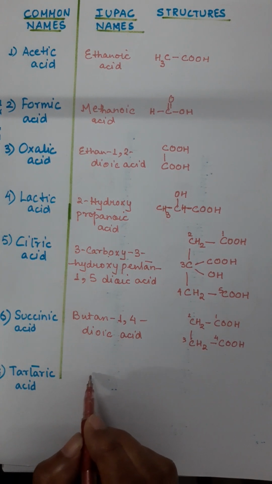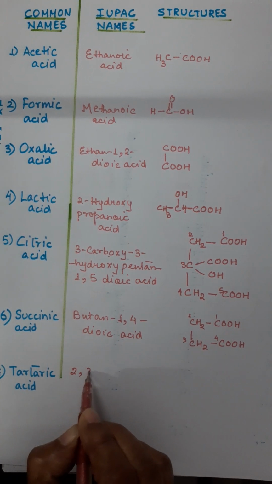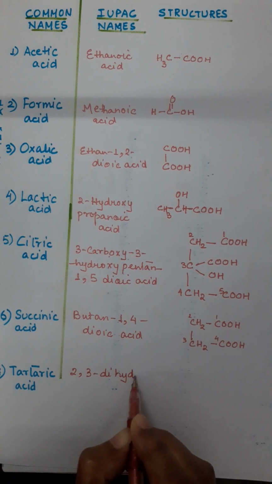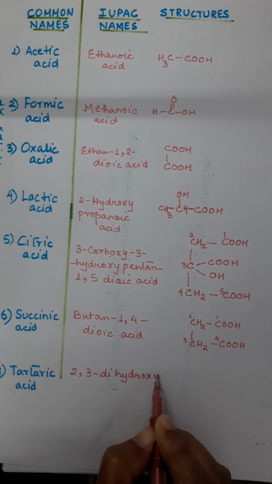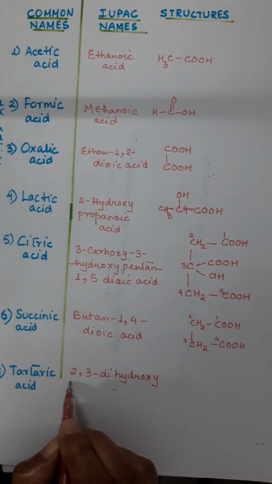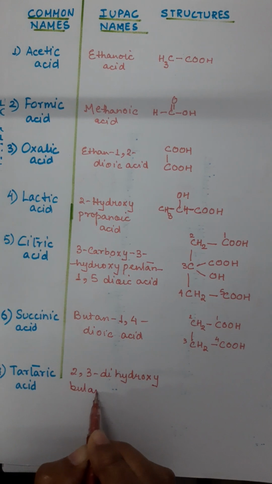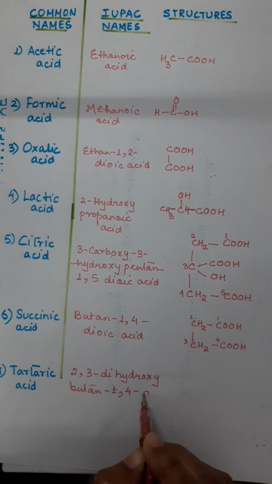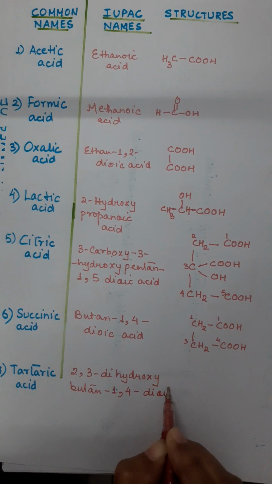Now lastly, tartaric acid. What is tartaric acid? 2,3 dihydroxy butan 1,4 dioic acid.